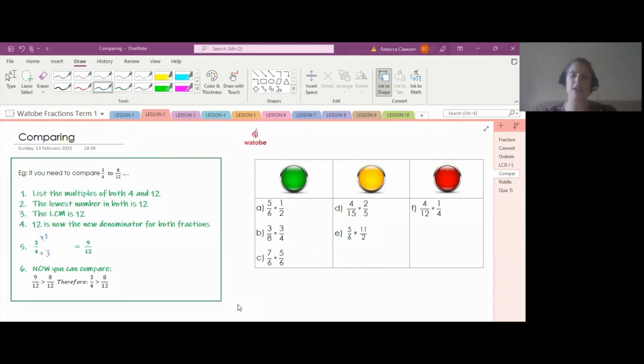You first have to find the lowest common multiple. That's your first step. Okay, so step 1, you find the multiples of both of your denominators. Step 2, that will become your lowest common multiple, or the new denominator, the lowest common denominator.